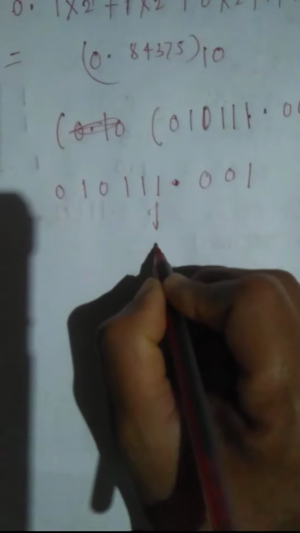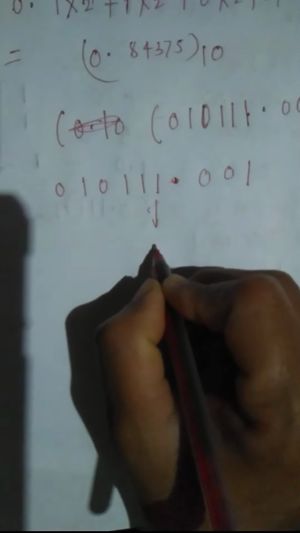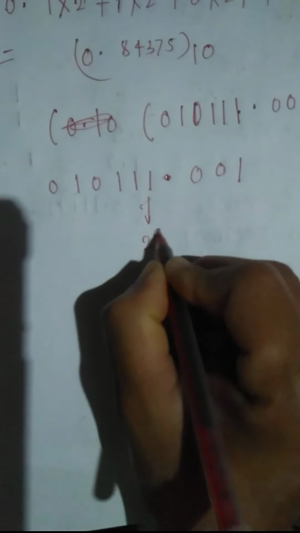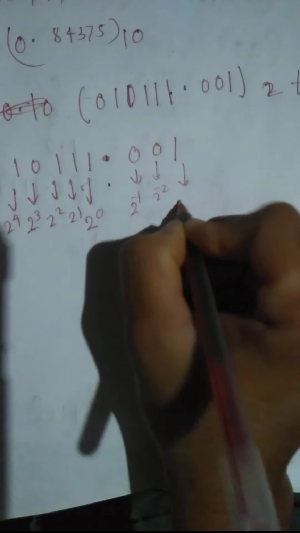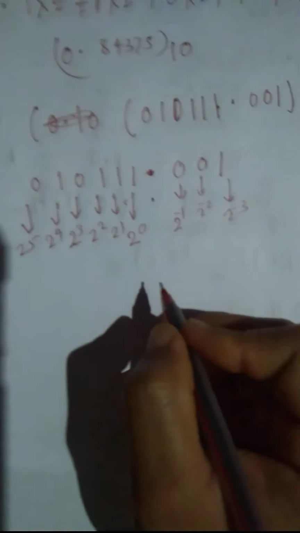For this one, we assign the weighted positions: the left-hand side is represented in terms of positive powers of base 2. So this is 2 raised to 0. For this one 2 raised to 1, this one 2 raised to 2, this one 2 raised to 3, this one 2 raised to 4, this one 2 raised to 5. After the point, these are represented in terms of negative powers: 2 raised to minus 1, 2 raised to minus 2, 2 raised to minus 3. The right-hand terms are negative.